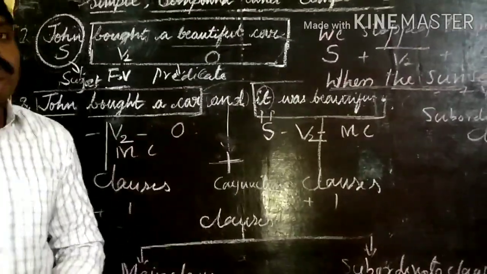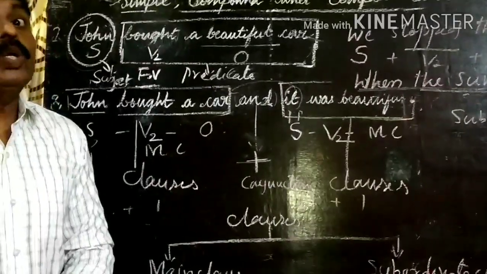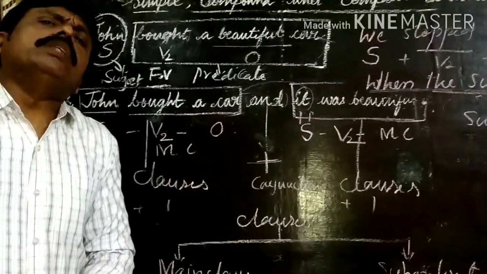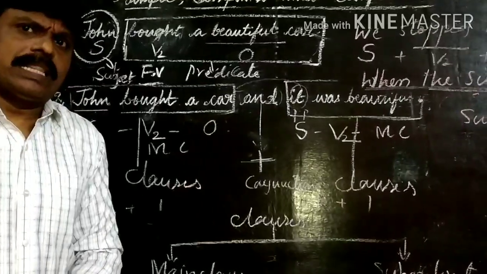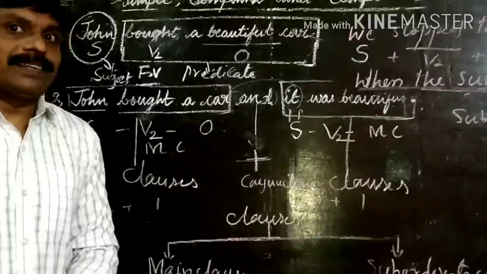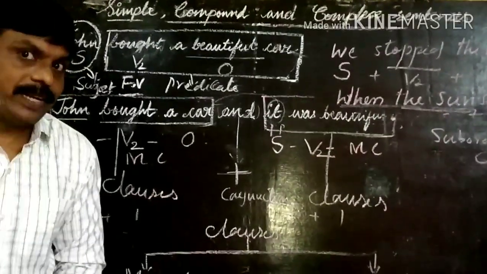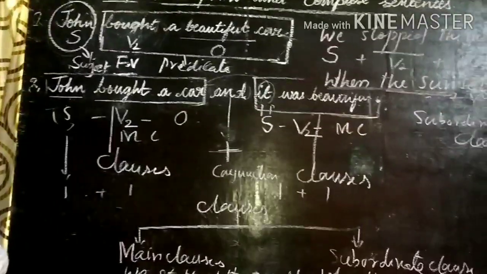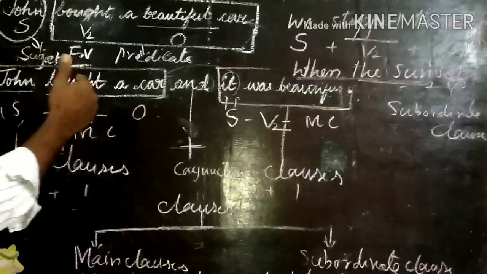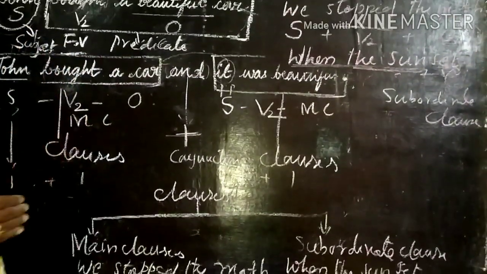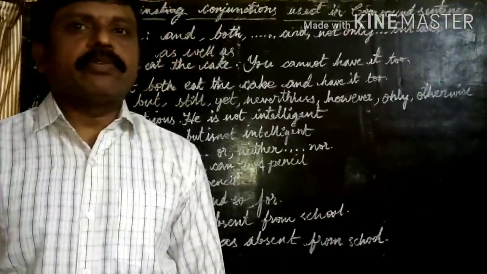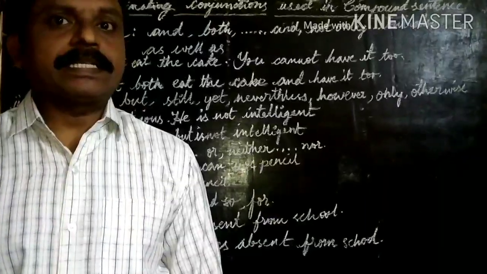That means a compound sentence consists of two main clauses, maybe more than two. Then it is called a multiple sentence. Okay, basically a compound sentence consists of two main clauses, right? Now let us list out the coordinating conjunctions which are used in compound sentences to connect two different simple sentences.